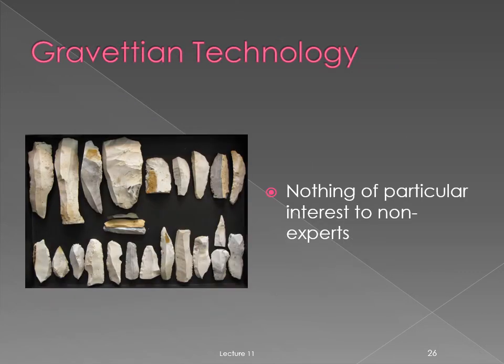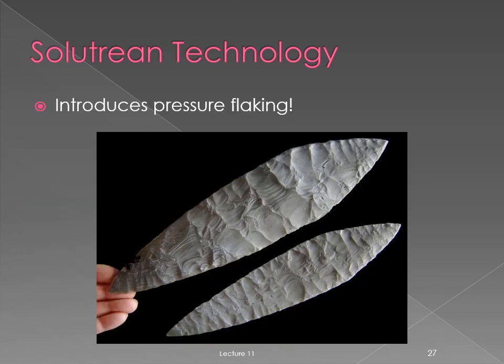Next is the Gravettian, which is again associated with Homo sapiens sapiens. These tools are interesting to specialists, but there's not much to say about them here in an introductory course. The Solutrean toolkit produced the biggest innovation in stone tool technology since the invention of the biface more than 1,000,000 years before, pressure flaking.